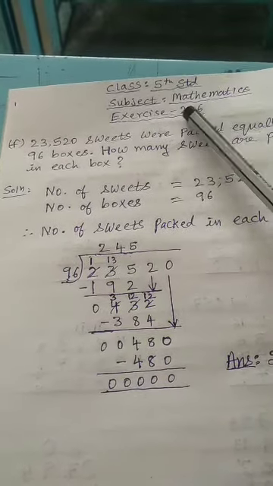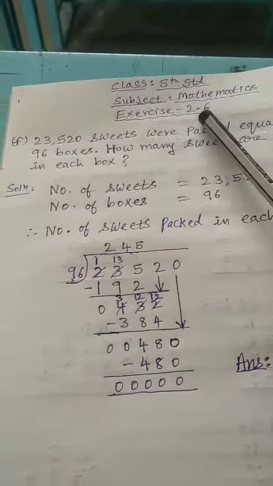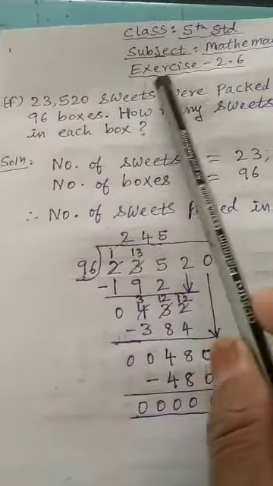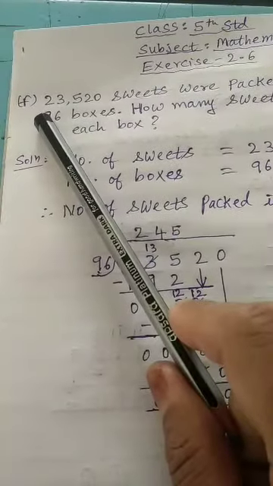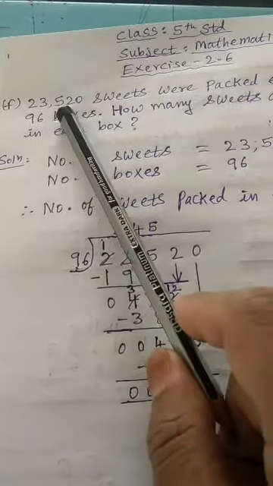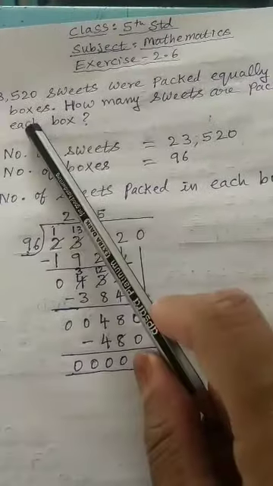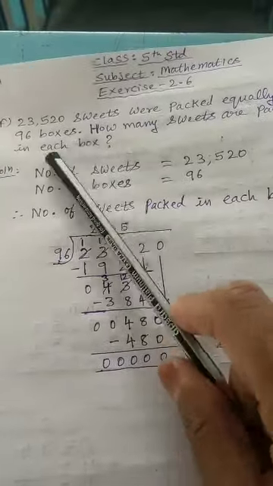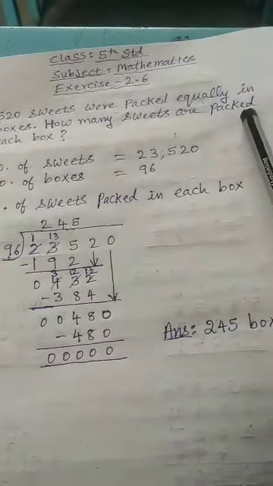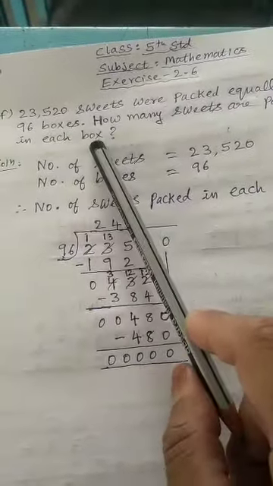Students, in your mathematics class, we are continuing Exercise 2.6. Question number F: 23,520 sweets were packed equally in 96 boxes. How many sweets are packed in each box?